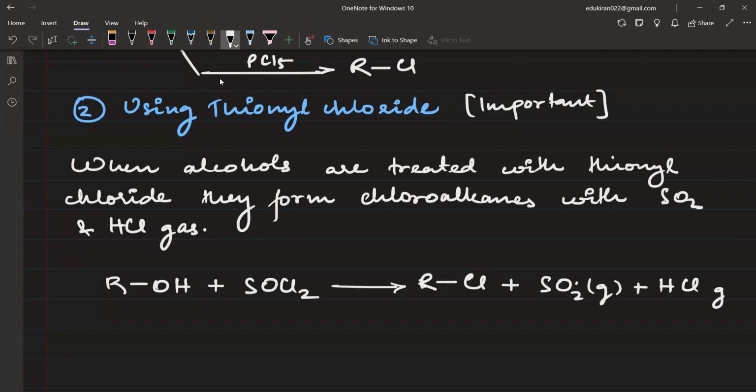Why are these two very important? Why is the gas very important here? Because SO2 and HCl, if they are gas, they will evaporate, right? They will go away, and in the beaker, you will be left with pure chloroalkane. That is why no separation is required.